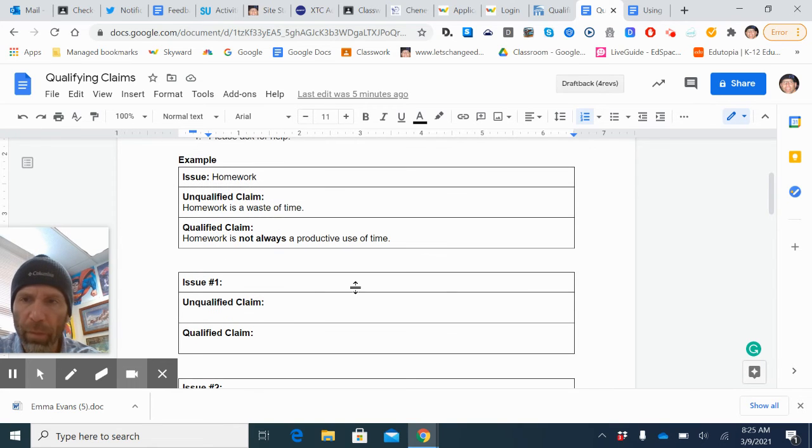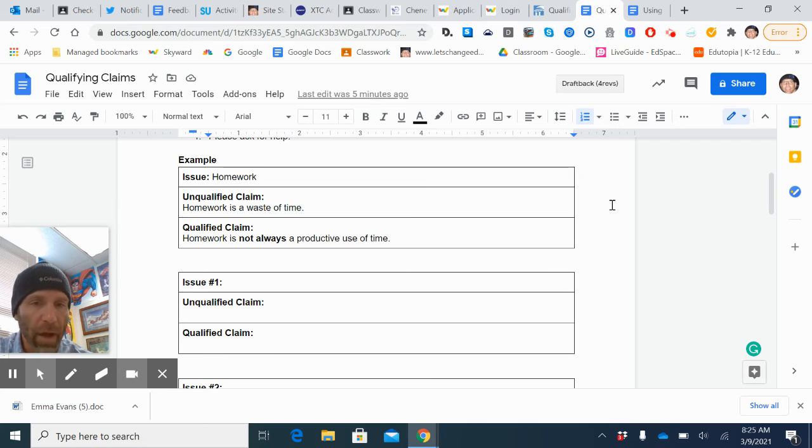I use the same example from yesterday, homework. Here's an unqualified claim. Homework is a waste of time. I know that sounds a little extreme, but people say stuff like that all the time. Now, that's a pretty absolute statement. It's saying that homework is always a waste of time. Well, we know that that's certainly not true.